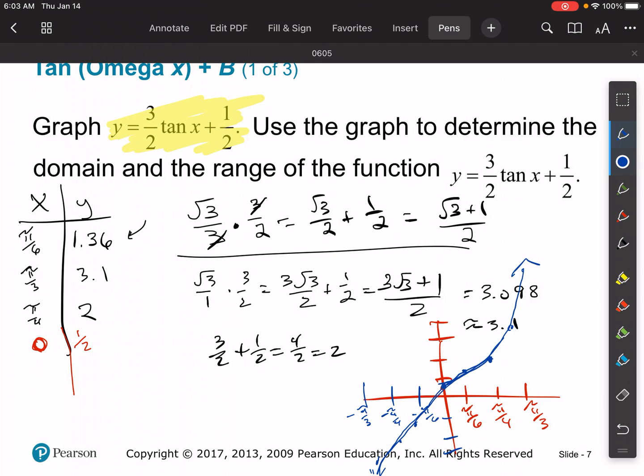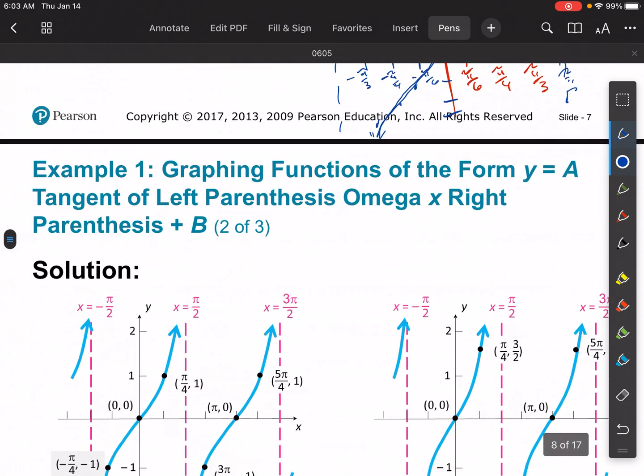And then it says to use this to determine the domain and the range. Okay, so since we haven't modified the inside of this function, I mean, we did shift it upward with that 1/2, but since this was not in parentheses, we're not modifying the inside. So we're still bound by pi over 2. So at pi over 2, we have this asymptote. And then at negative pi over 2, we have an asymptote. Okay, so the domain is all reals except for odd multiples of pi over 2. And the range is going to be all reals.